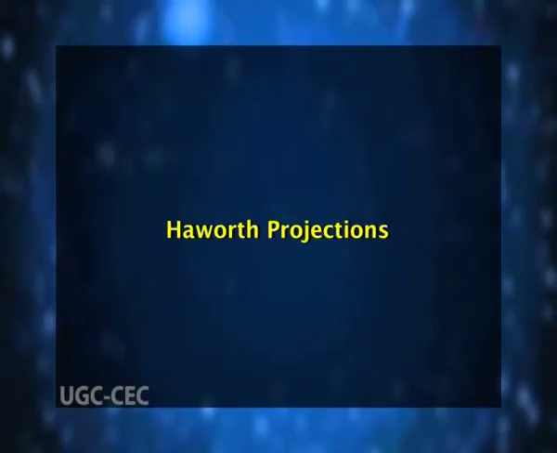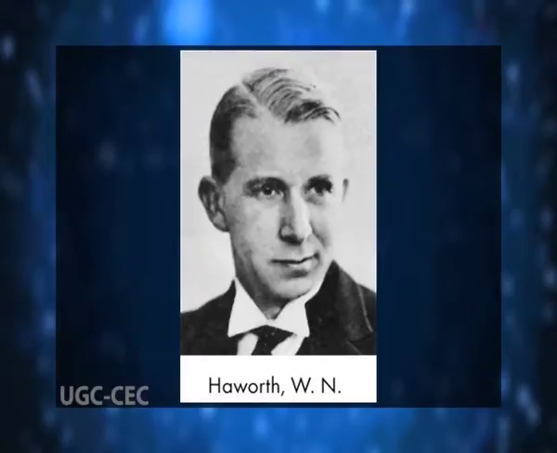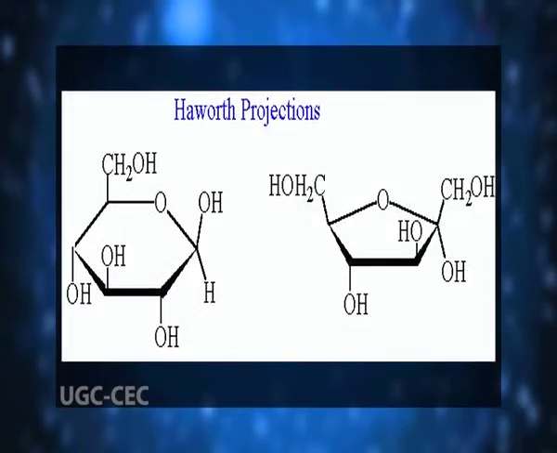Haworth projections. A common way of representing the cyclic structure of monosaccharides is the Haworth projection, named for the English chemist Sir Walter N. Haworth, who was awarded a Nobel Prize for Chemistry in 1937. In a Haworth projection, a 5 or 6 membered cyclic hemiacetal is represented as a planar pentagon or hexagon, as the case may be, lying perpendicular to the plane of the paper. Groups bonded to the carbons of the ring lie either above or below the plane of the ring.